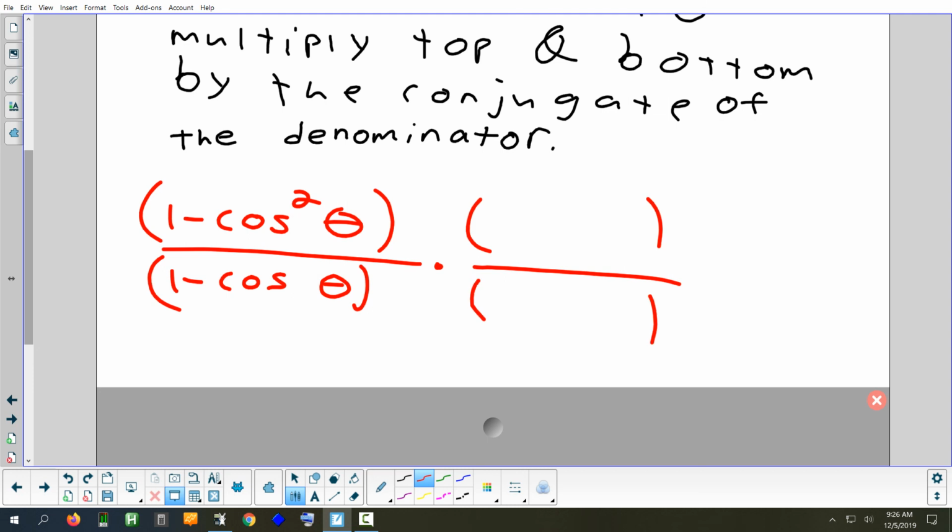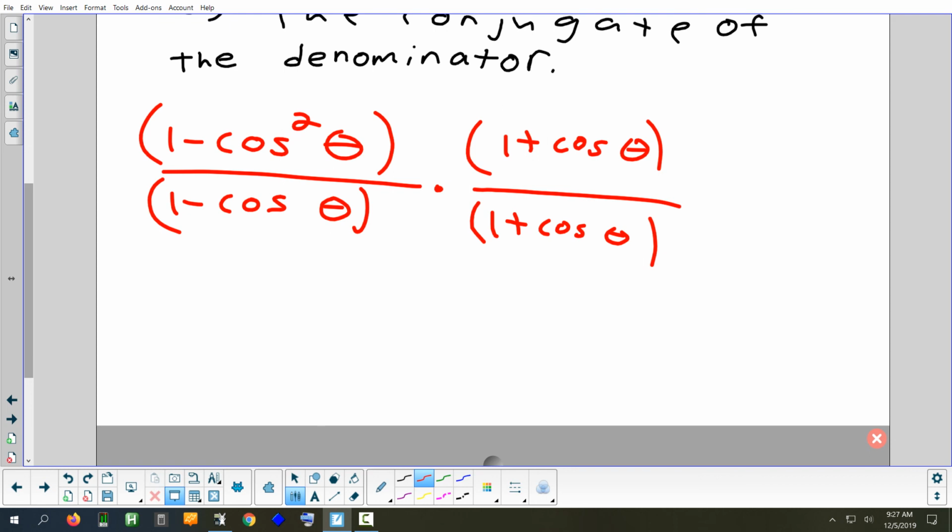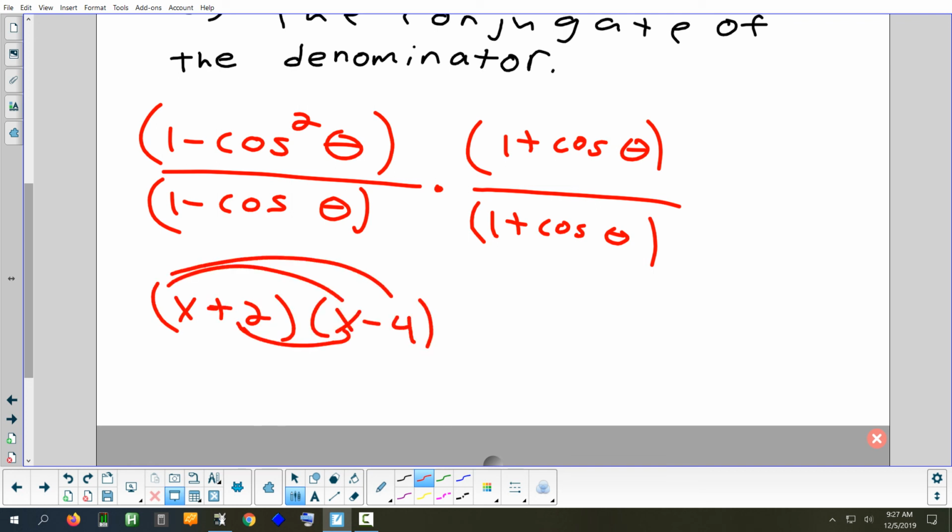And what's the conjugate of what's in the bottom? 1 plus cosine. So we're going to do that here, and we're going to do that here. Now, this is FOIL. You have to distribute it just like you would distribute something like this. First, outer, inner, last. But I'm only going to distribute what's in the bottom. I'm not going to do the top. And this is because I already know what's going to happen in the next step.